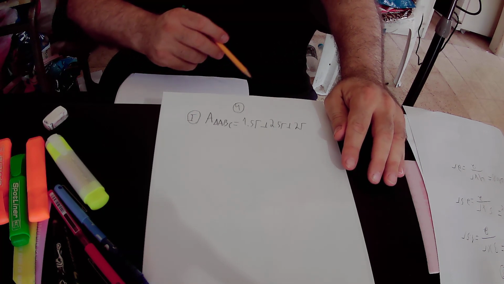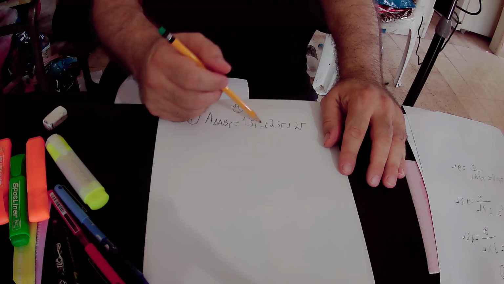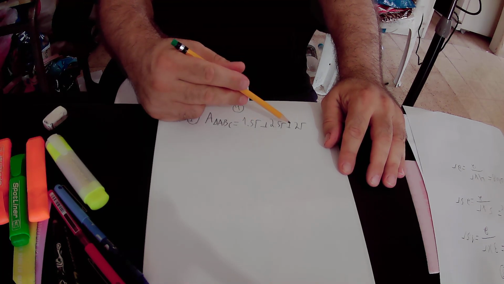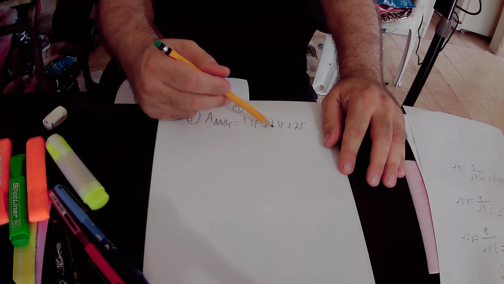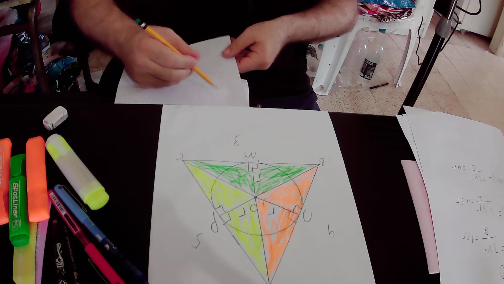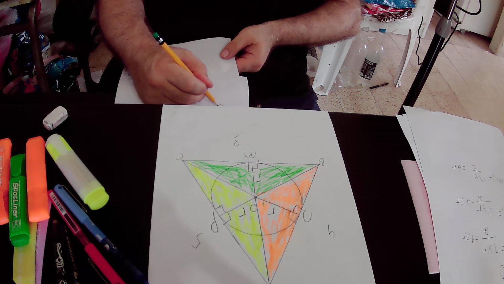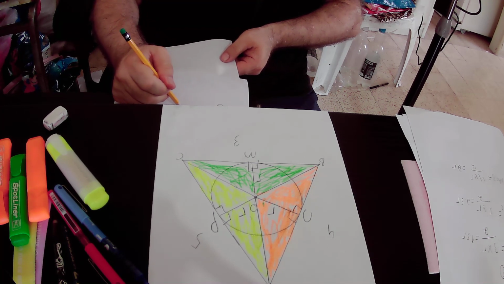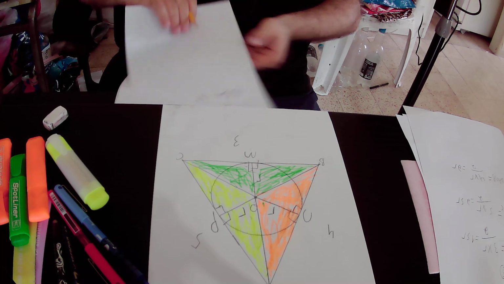So the sum of this side of the equation is 6 times the radius. So I write it down: the area of the big triangle ABC equals 6 times the radius.